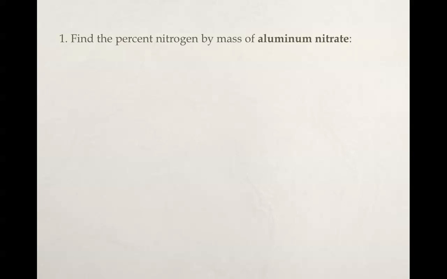Alright, so now we're going to find the percent nitrogen by mass of aluminum nitrate. You can go ahead and pause it if you want to try out the next few steps on your own. If not, you can follow along with me. We have to first write the formula of aluminum nitrate. Aluminum is +3, nitrate is -1, so that's why we need 3 nitrates to balance out the 1 aluminum.